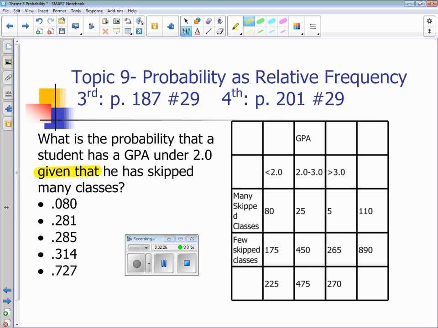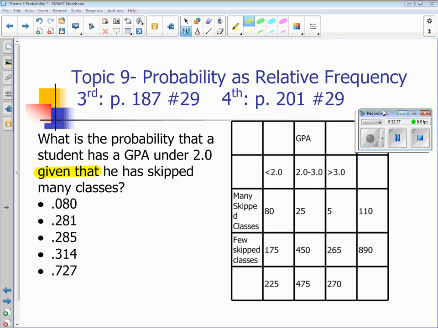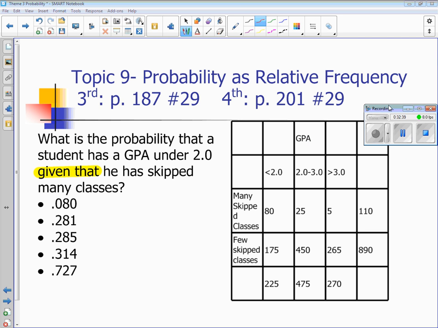So we have, given that he has skipped many classes. When we have a contingency table, that means that's a conditional probability that adjusts what we're dividing by. So if I was asked to show work in this case, we have a student has under a 2.0 GPA, given that he has skipped many classes. So we're looking at skip many classes. So 80 divided by what?